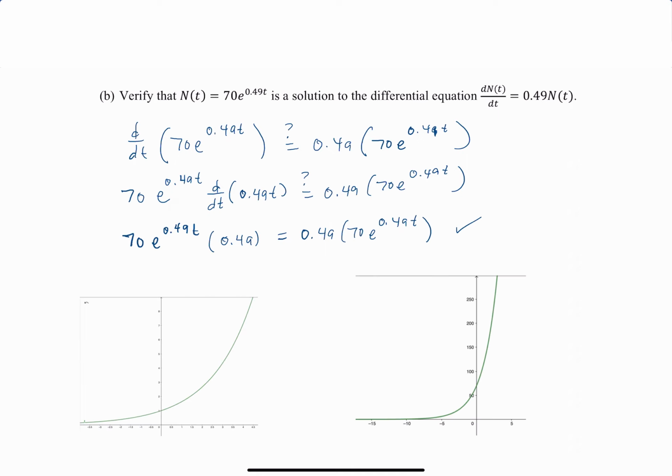Here are the graphs of the two solutions that we just verified. The first one is the graph of n of t equals e to the 0.49t, and the second one is the graph of n of t equals 70 e to the 0.49t. Notice these are both exponential functions, and that the population, as time goes on, grows faster and faster and faster.